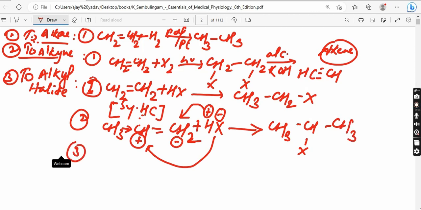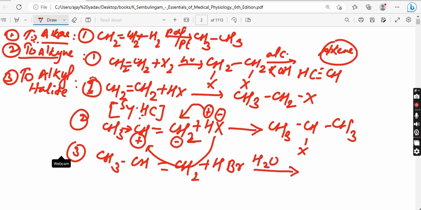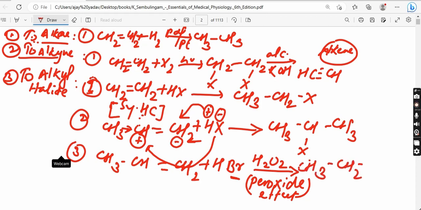Suppose if you are reacting this with HBr, okay, hydrogen bromide, in the presence of H2O2. This is peroxide, right? So now there is peroxide effect. Look here, this peroxide effect is only seen in the case of HBr, okay? This will give anti-Markovnikov's product, that is not following this rule. So this will be giving CH3 CH2 CH2 Br, right? So this is what is happening.